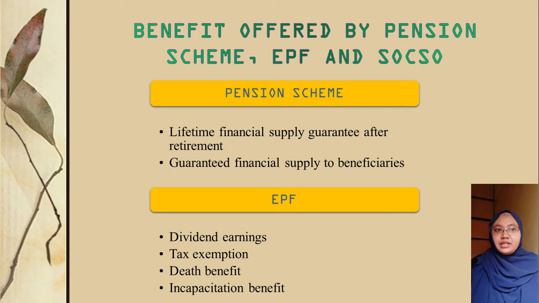The third benefit is death benefit. The dependent of EPF scheme will receive the death benefit up to RM 2,500. And then the fourth benefit is incapacitation benefit. So for those who apply this benefit and are unfit to work, they will receive RM 5,000.